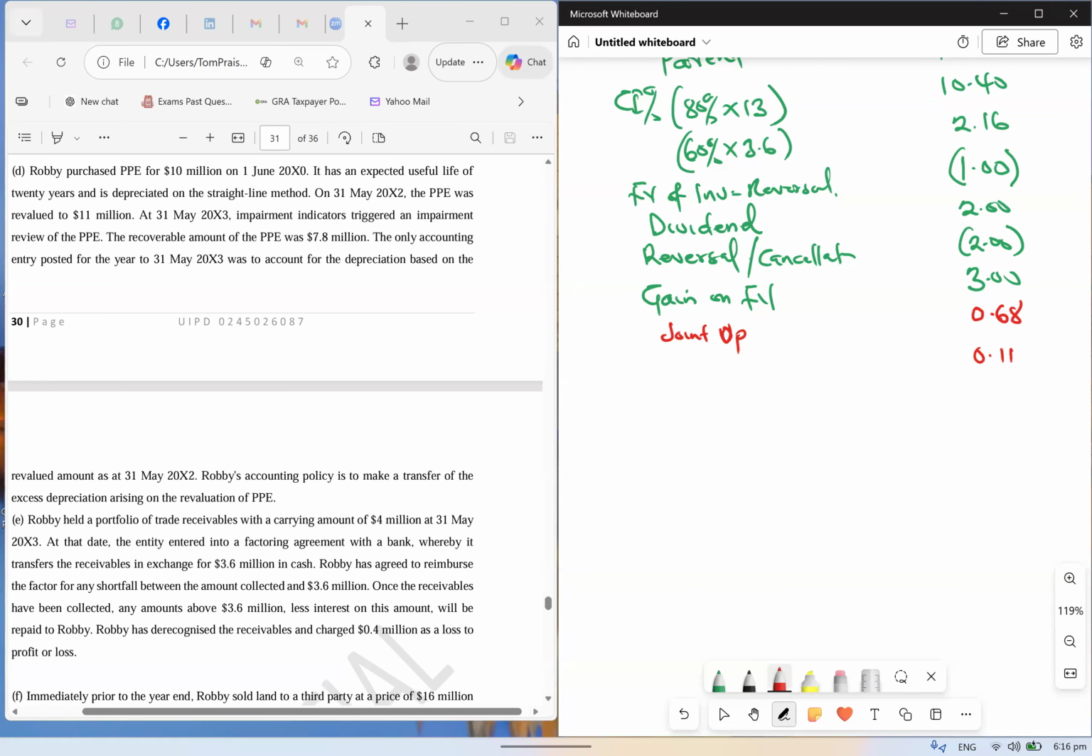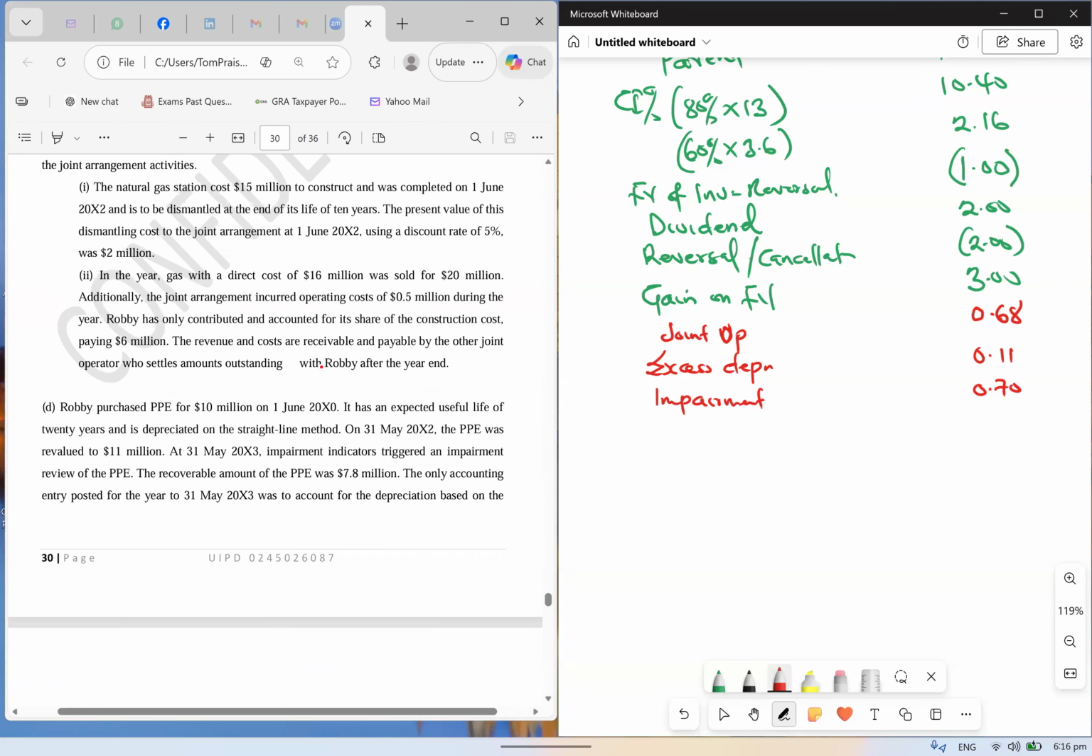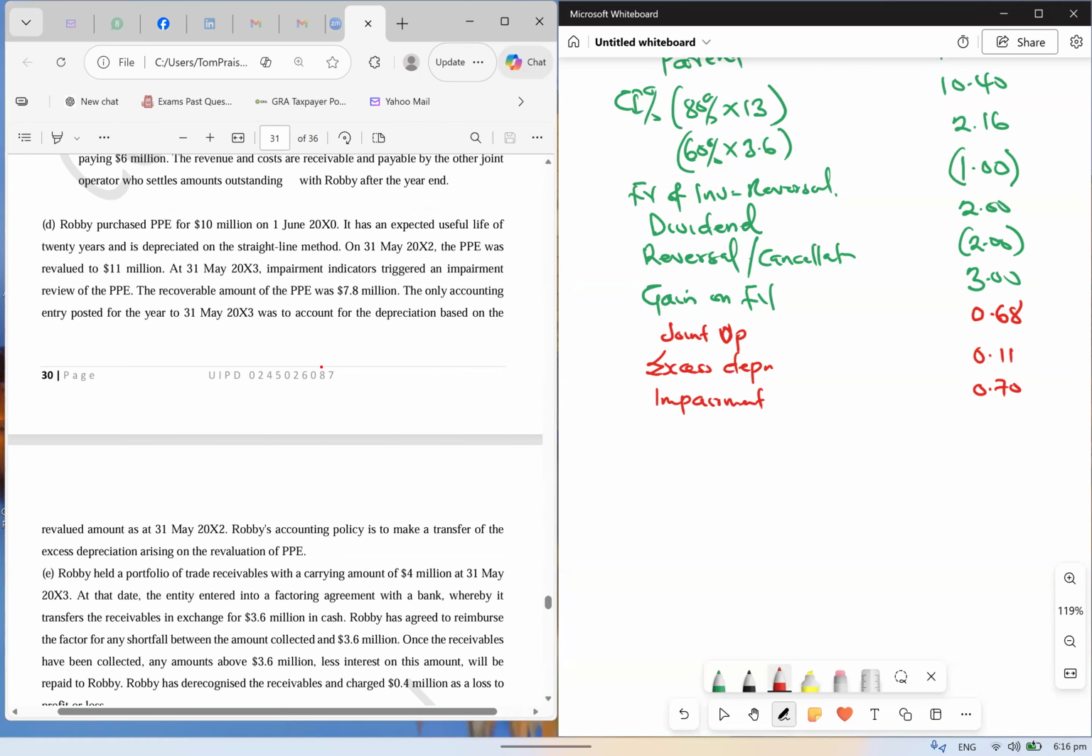0.11, that is excess depreciation. And we will subtract impairment, 0.70. So if the ICA is to bring this question, they can delete the joint venture. But as for something like this, they won't delete. No, because it is part of what we do here. Yeah, it is part of what we do here. So you must have it there. All right. So that is it for that part.